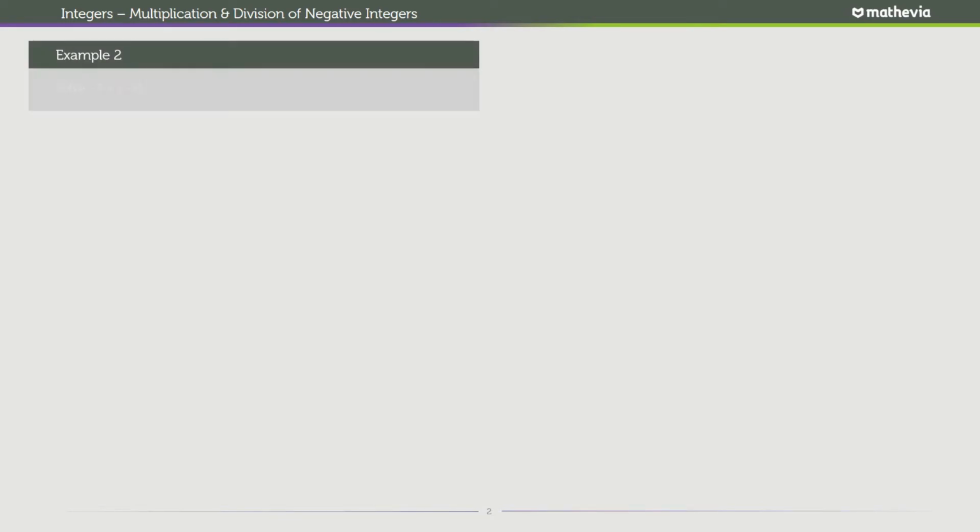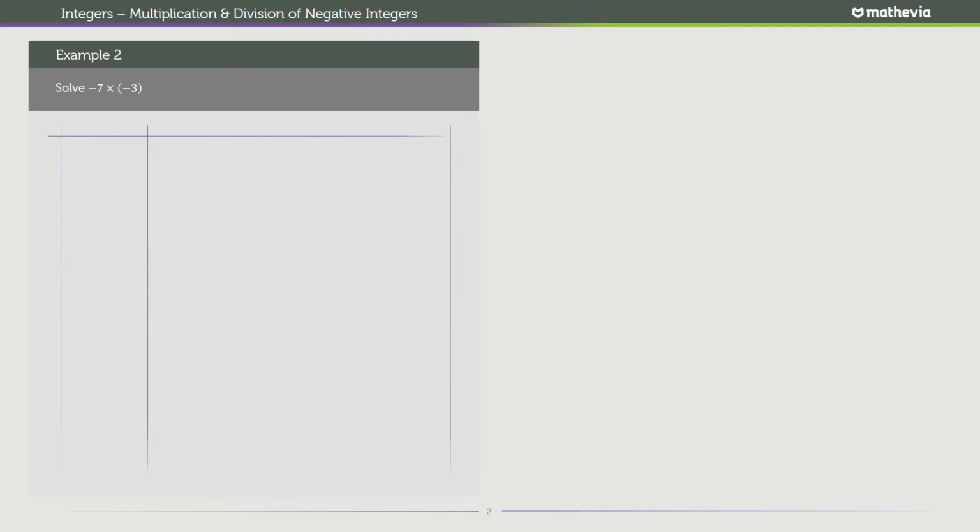Example 2 says solve minus 7 times minus 3. This is very easy. Minus 7 times minus 3. We have a negative and a negative number, so two negative numbers. We're multiplying two negative numbers.